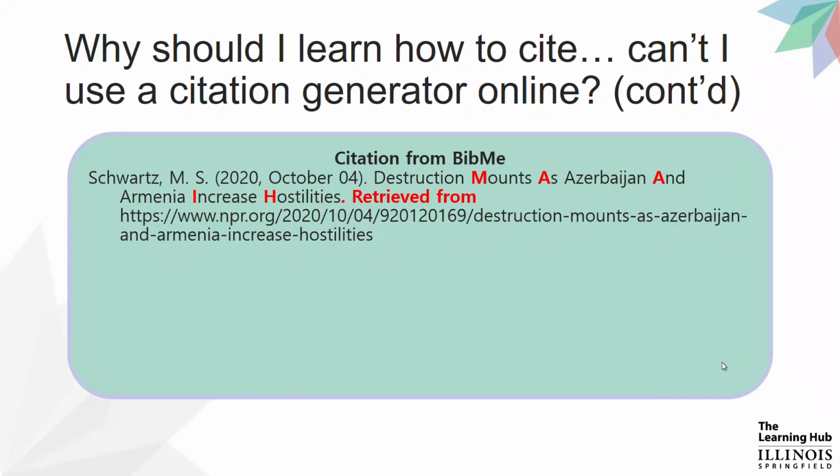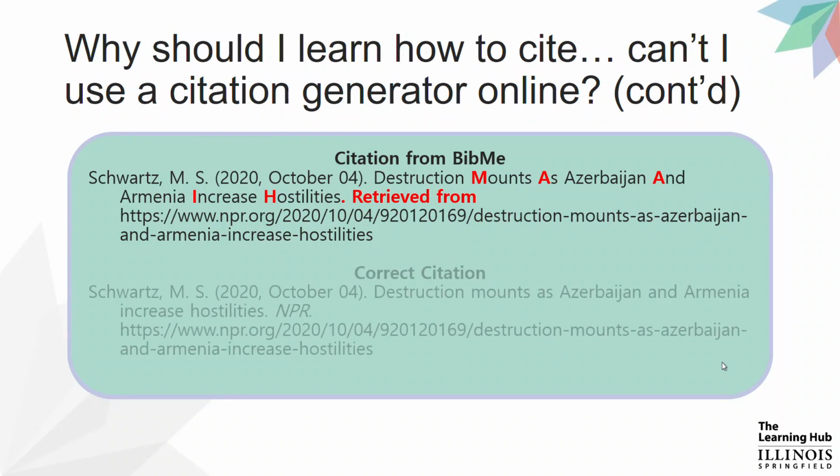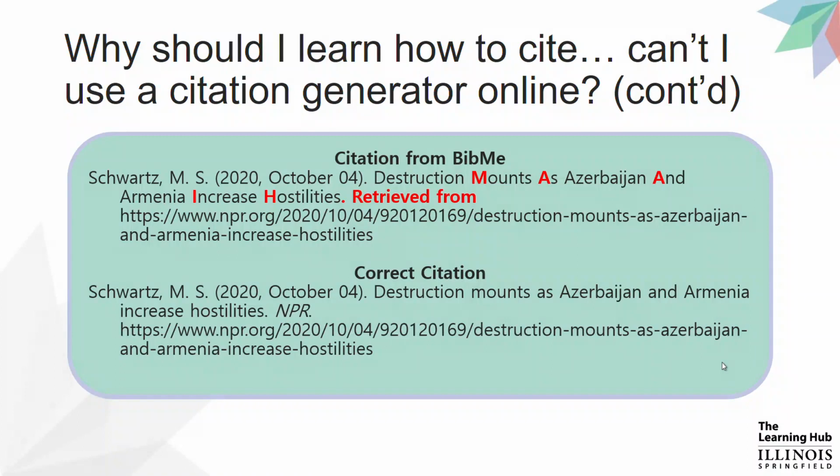Here's our APA example. Again, everything in red is incorrect. The capitalization rules, which we'll cover in a little bit, in an APA reference list citation are quite different. It was entirely missing the location NPR, and you no longer need the retrieved from information or label prior to your URL. So this one's not nearly as egregiously wrong, but it is still incorrect according to APA style guidelines.